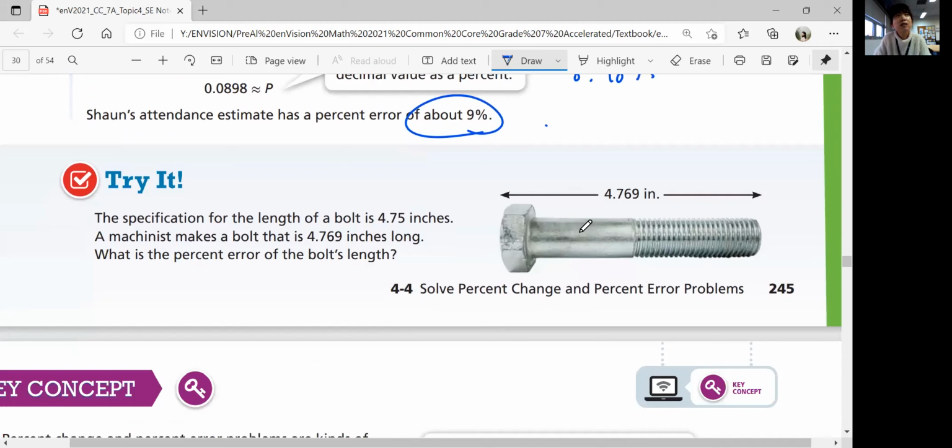Okay, let's look at the try question. We have another percent error problem. See if you can do it by yourself. If not, that's fine, but come back when you're ready for answers.